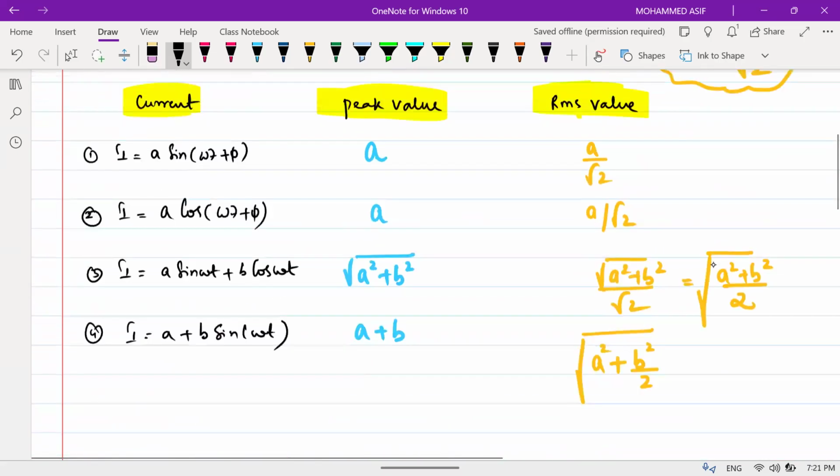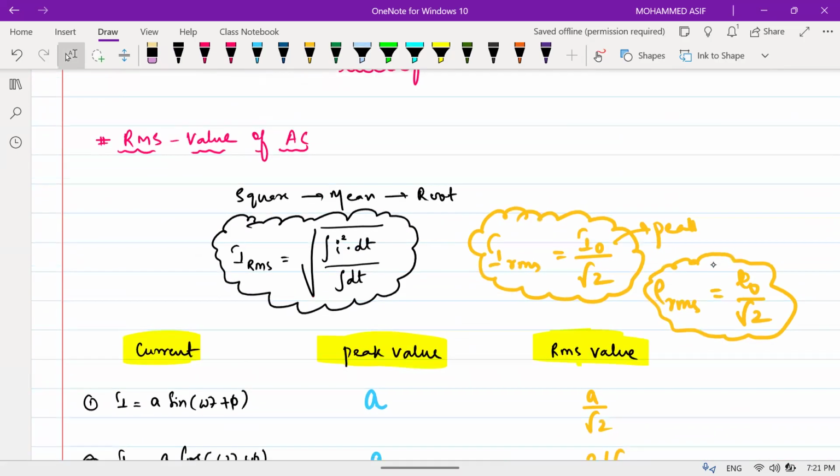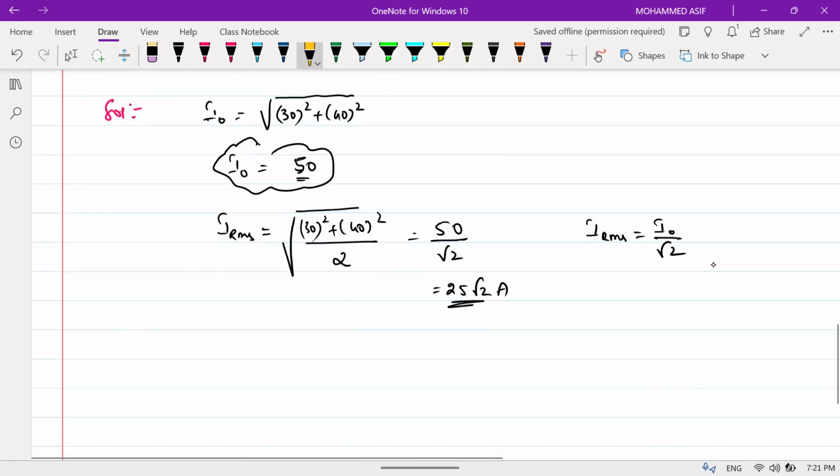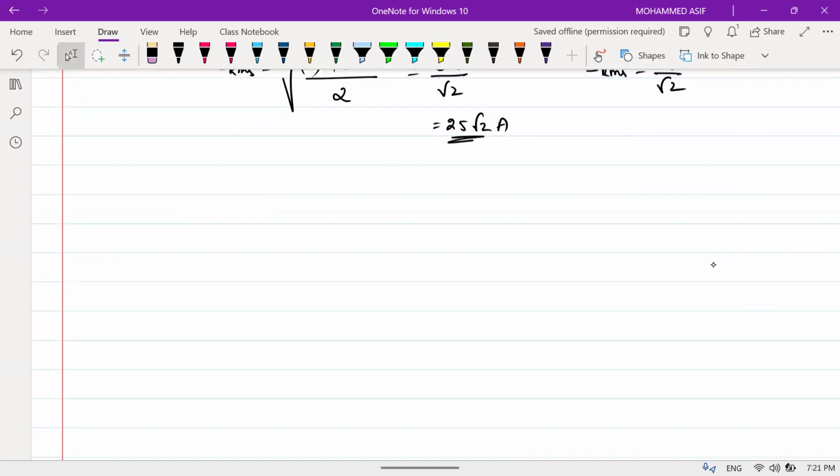So what are the formulas for IRMS and ERMS? IRMS is I naught by root 2 and ERMS is E naught divided by root 2, where E naught is the peak value.